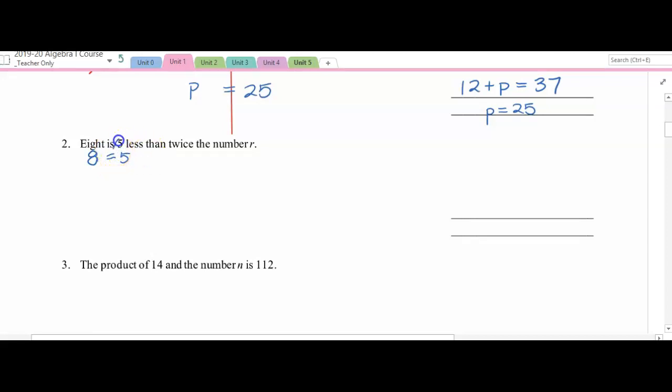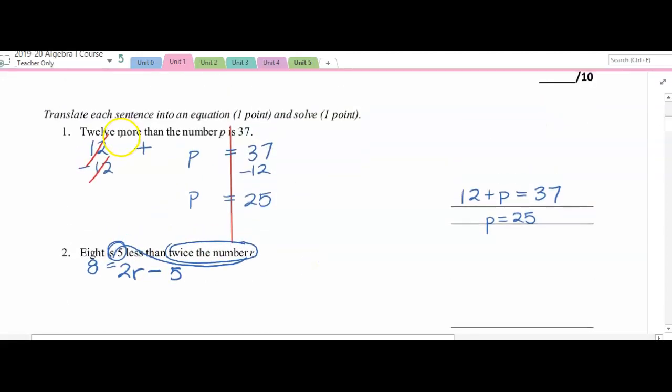less than. Now when you see the word less than, that means whatever comes before less than and whatever comes after less than has to switch spots. So less than we know means subtract. So I'm going to subtract 5 from twice r. It's hard to see because it kind of got covered up with my writing.